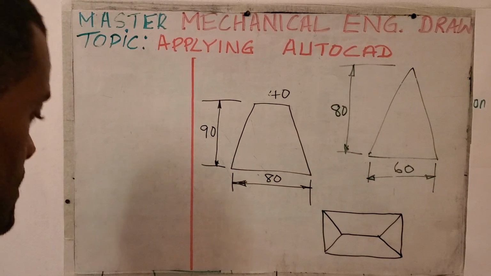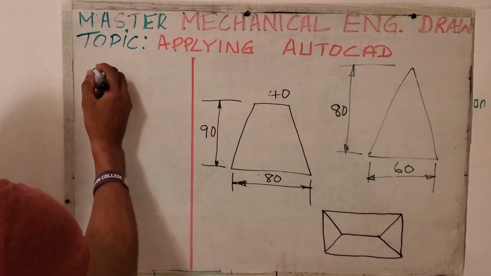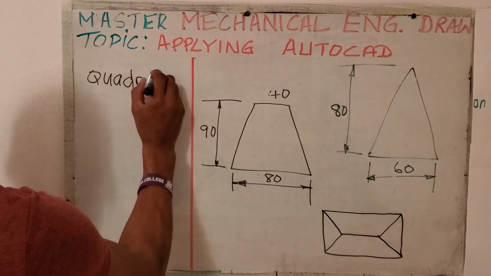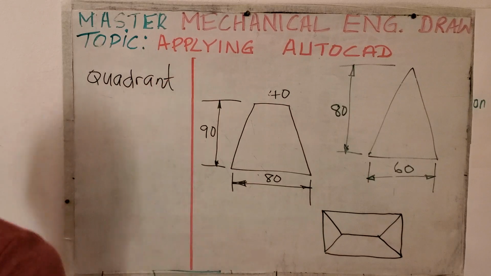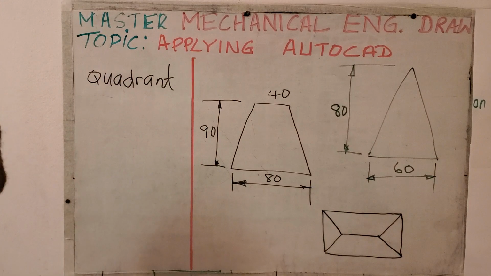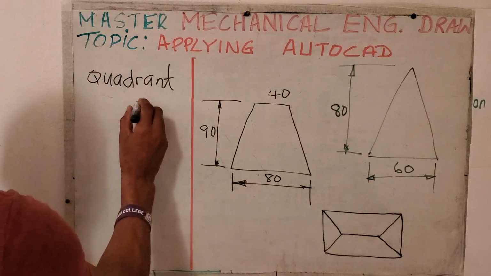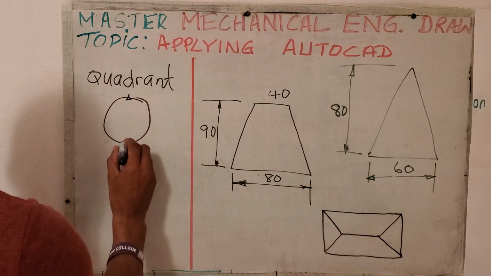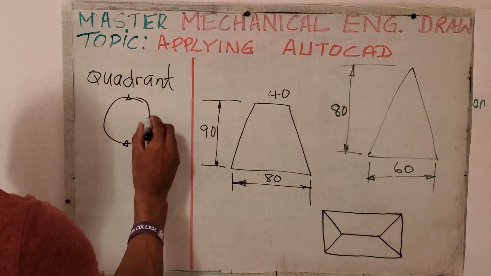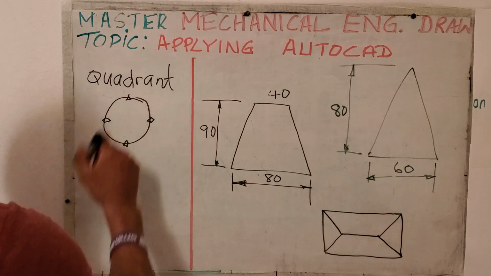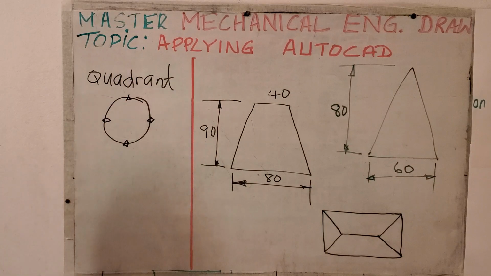Quadrant. Quadrant is a very important command. When setting up, always turn on your quadrant. What quadrant does is allow you to snap onto the top, lower, right, and left point. All 4 points of a figure.